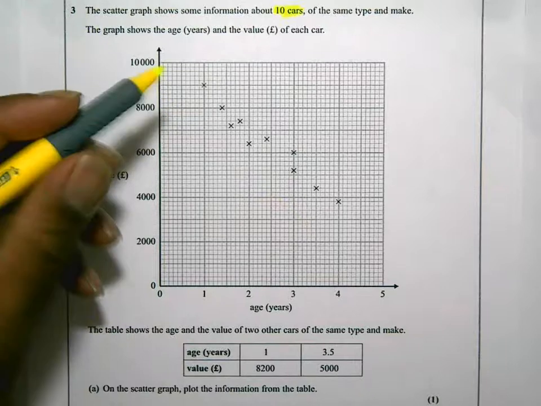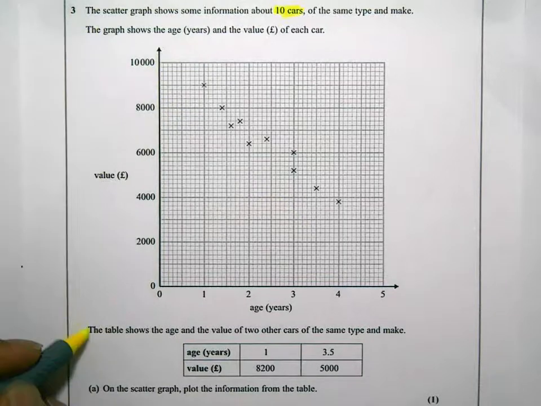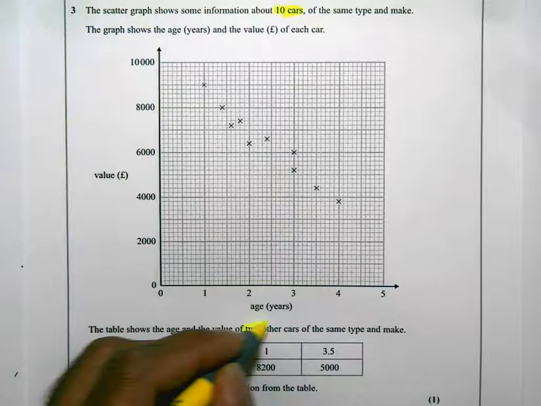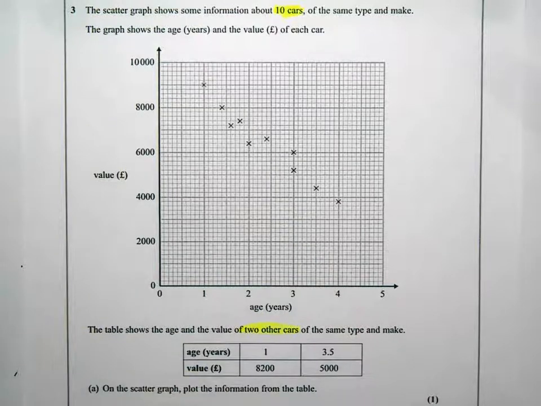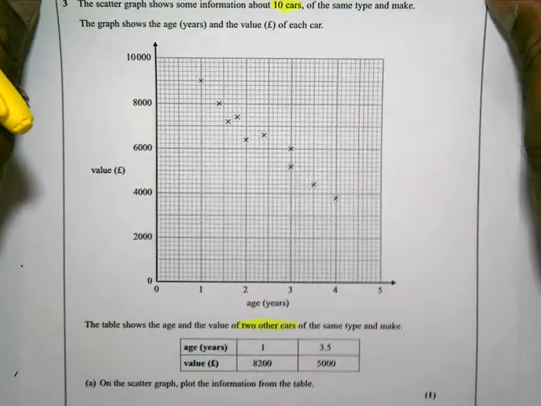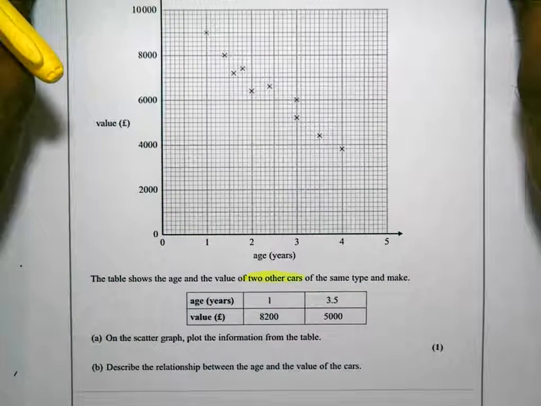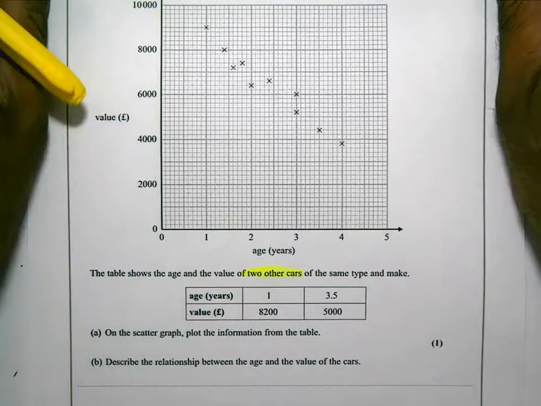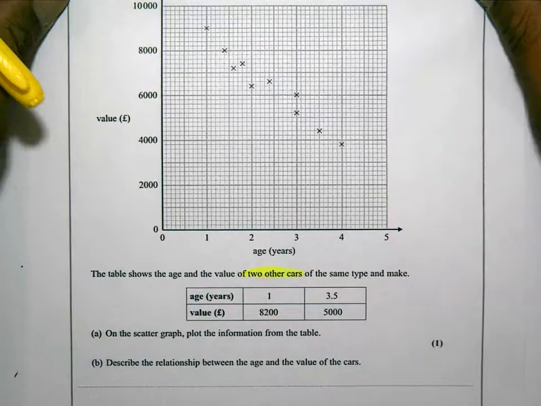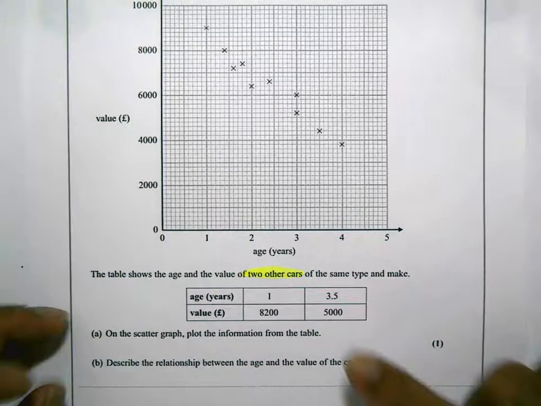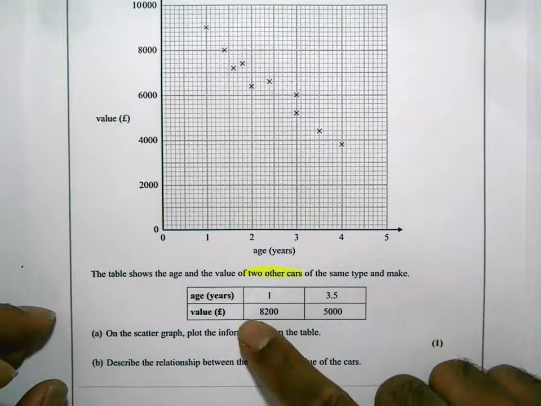This is some information that they've given you. The table shows the age and the value of 2 other cars of the same type and make. First part of the question, and here it is. It says, on the scattergraph, plot the information from the table. So they want me to put this information from the table onto the scattergraph.